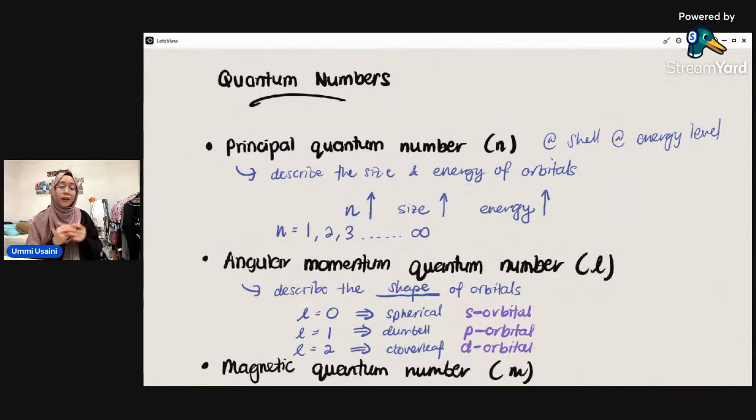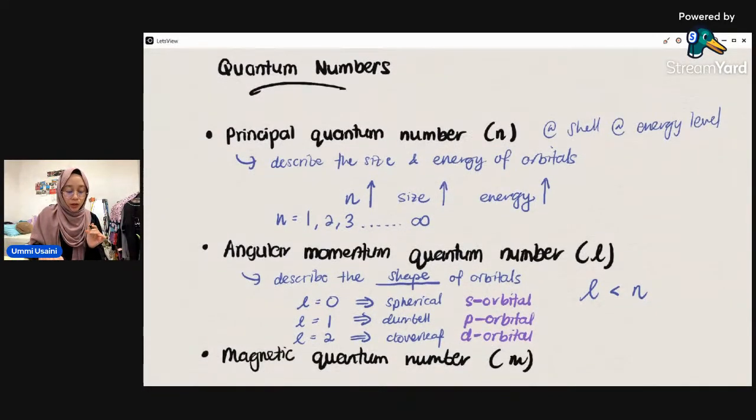Okay. And value of L, it depends on value of N. Okay. And it should be smaller than, okay, L is always smaller than value of N. Bermaksud dia takkan pernah sama dengan N. Okay, so dia varies from 0 up to, depends lah berapa value of N yang ada. Okay, nanti kita tengok bila kita nak belajar tulis set quantum number.